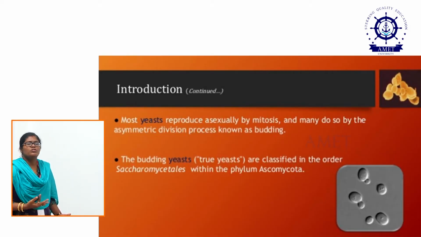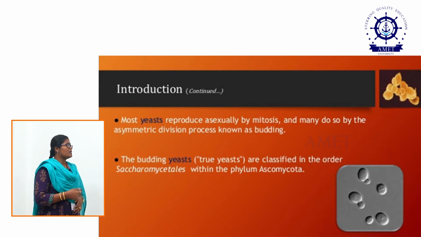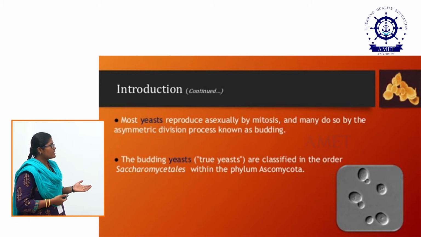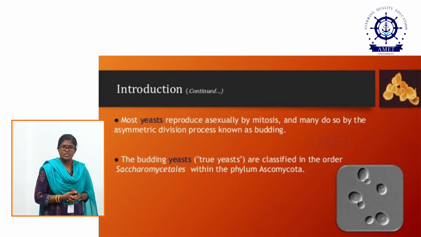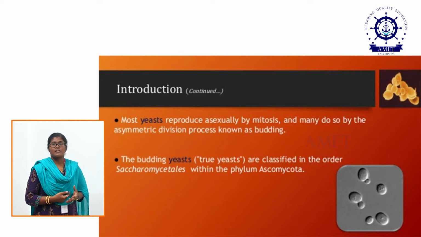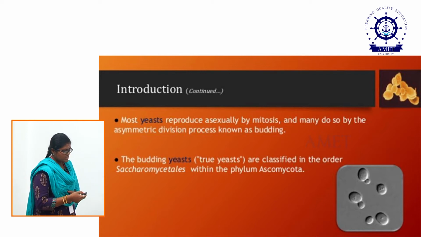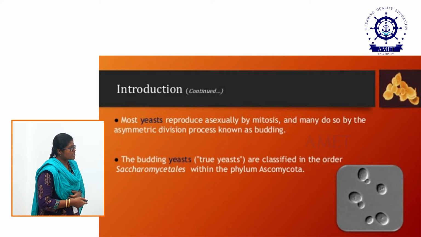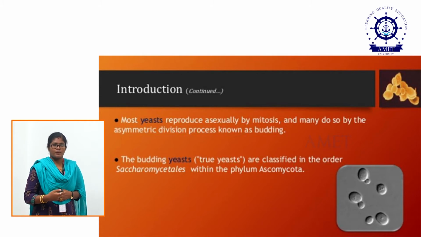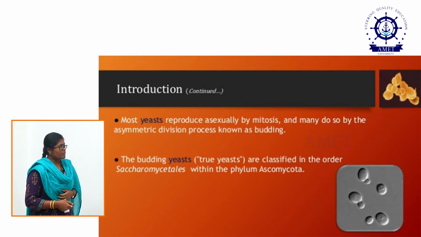Usually yeast reproduces by asexual reproduction, and sexual reproduction also takes place. When it comes to asexual reproduction, mitosis takes place, and the reproduction is done through budding. You can see the picture here: this is the mother cell and this is the daughter cell. When it starts reproducing, the mother cell produces the daughter cell.